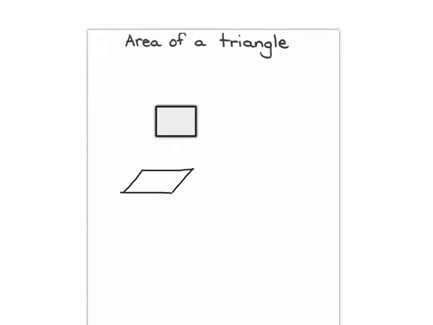In this lesson, we are going to discover the formula for the area of a triangle. First, let's look at things we already know. We know that the area of a square or a rectangle is length times width. We already know that the area of a parallelogram is base times height.